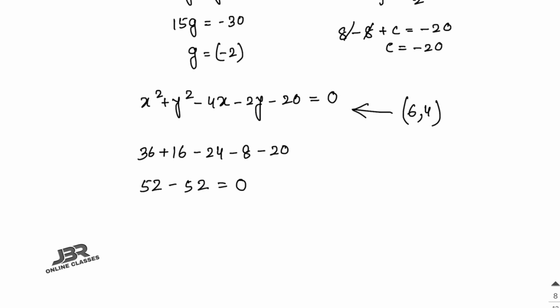So that means the 4 points are concyclic, and your equation is x square plus y square minus 4x minus 2y minus 20 equal to 0. The center is 2 comma 1, it's very easy, and the radius is 5. That is your answer.